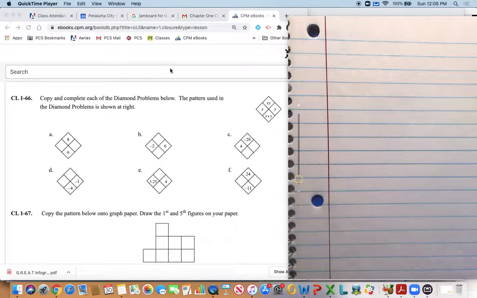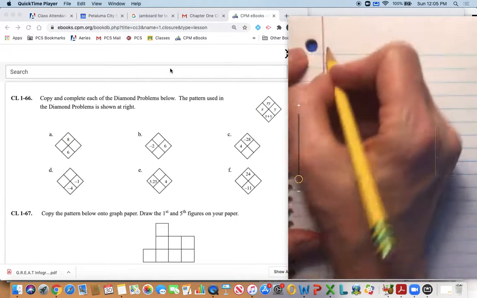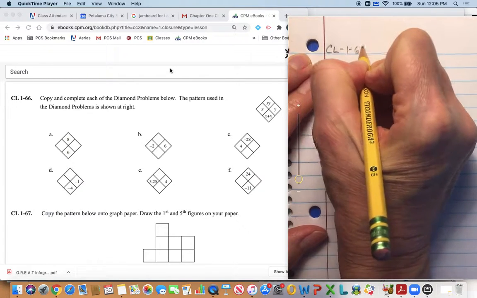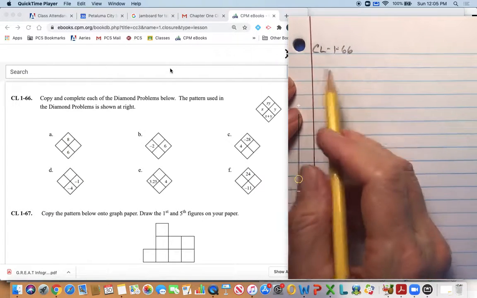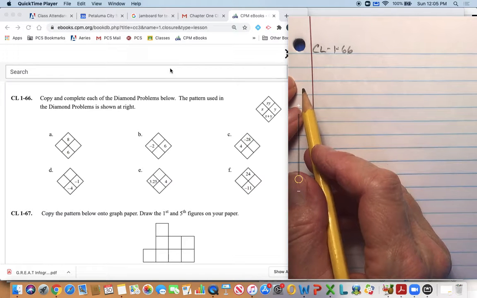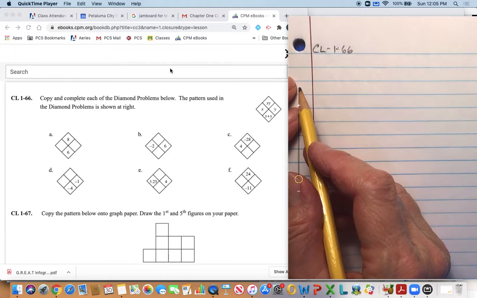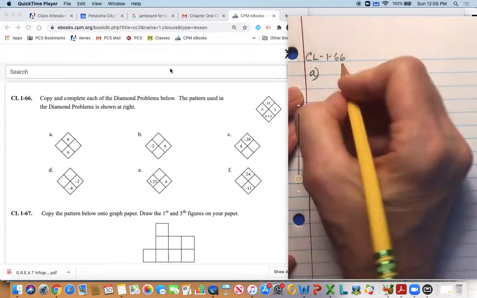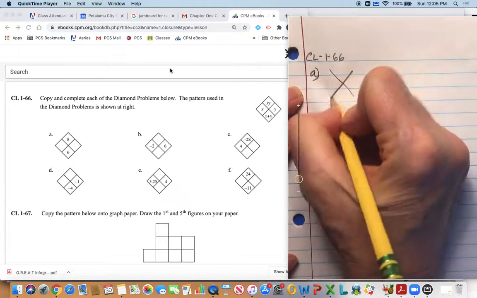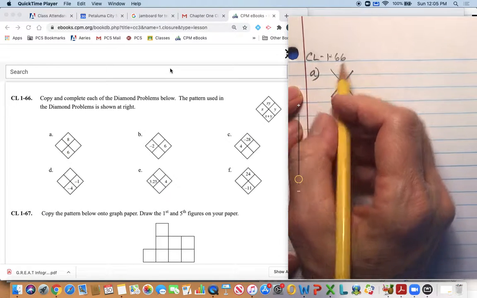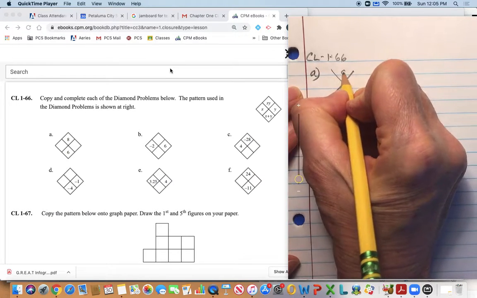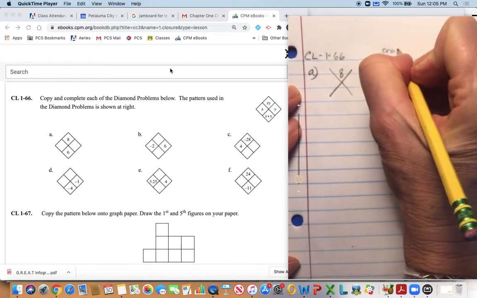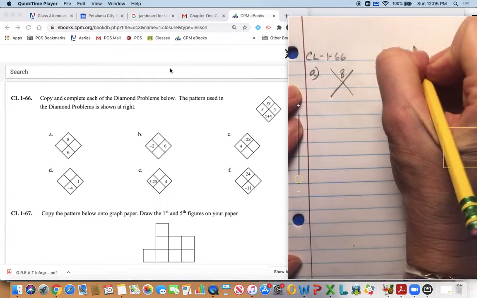And now we're doing the closure diamond problems, 1-66. All right, so diamond problems, I'll teach you a few tricks for doing diamond problems. So for instance, with A, it is interesting because you are given the product, and a product is the result of multiplication.